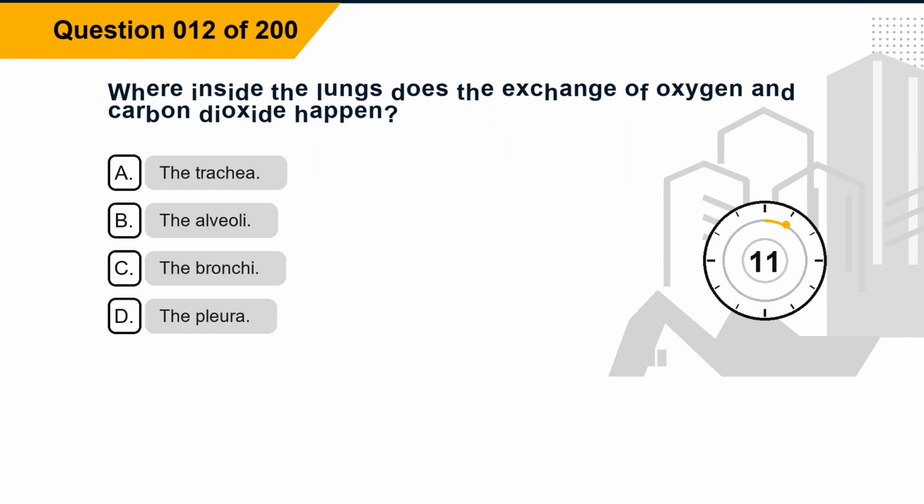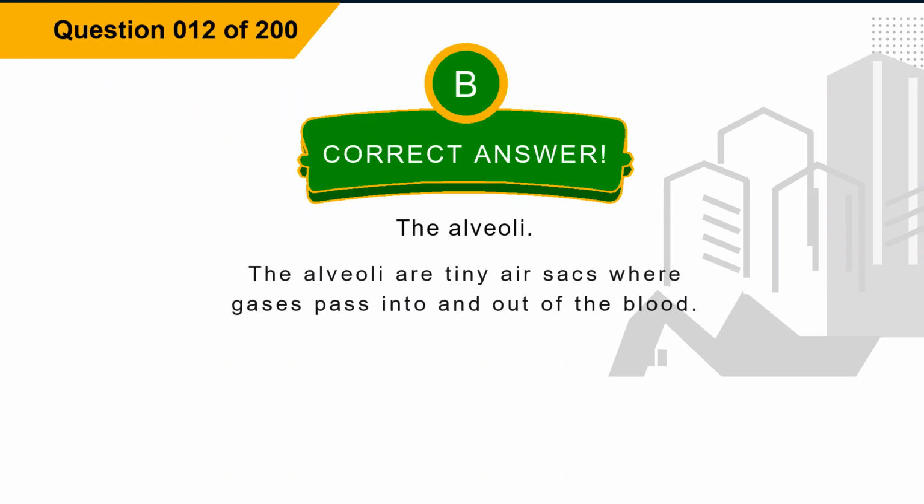Question 12. Where inside the lungs does the exchange of oxygen and carbon dioxide happen? Option A, the trachea. Option B, the alveoli. Option C, the bronchi. Option D, the pleura. The correct answer is option B, the alveoli. Explanation. The alveoli are tiny air sacs where gases pass into and out of the blood.